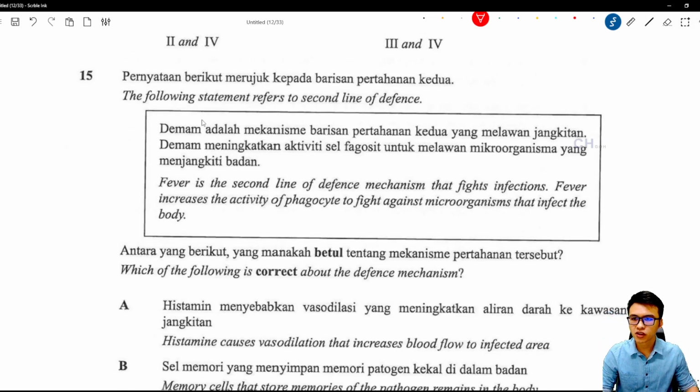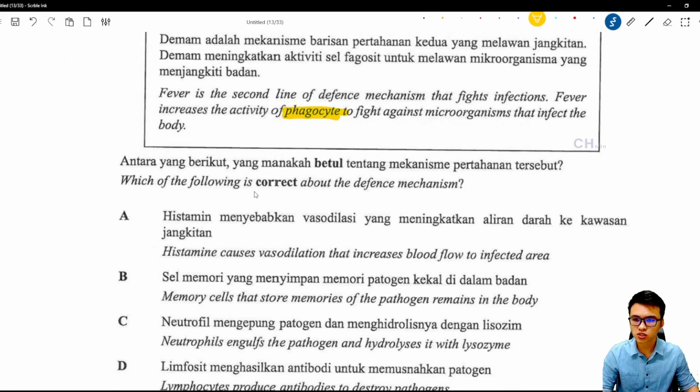Question 15. The following statements refer to the second line of defense. Fever is second line defense. Fever increases the activity of phagocyte to fight against the microorganism. So here it's going to talk about the phagocyte. Which of the following is correct about the defense mechanism?